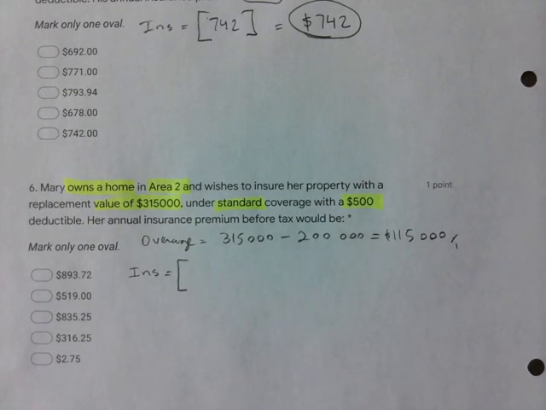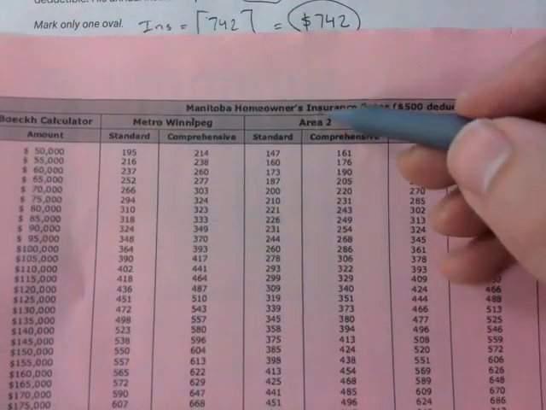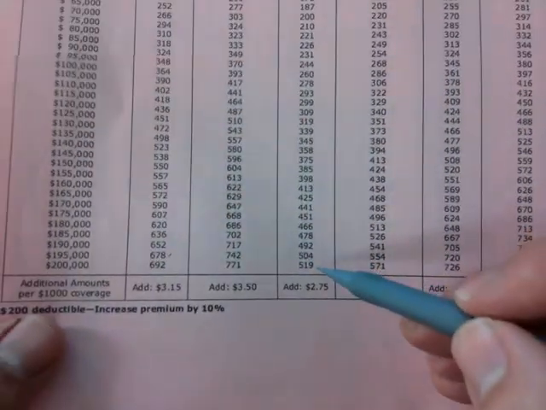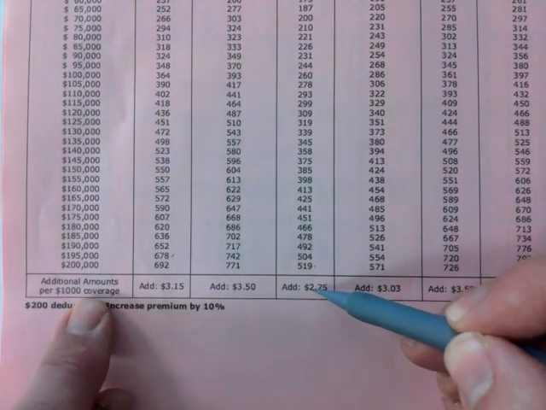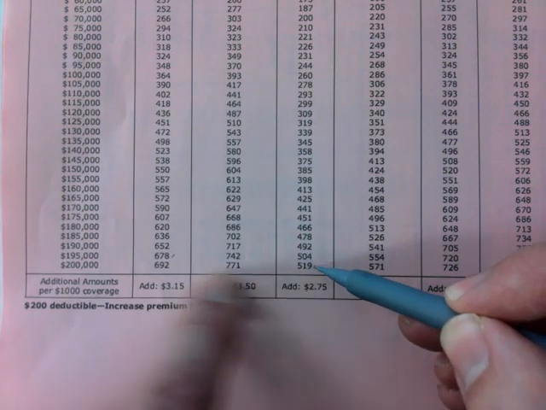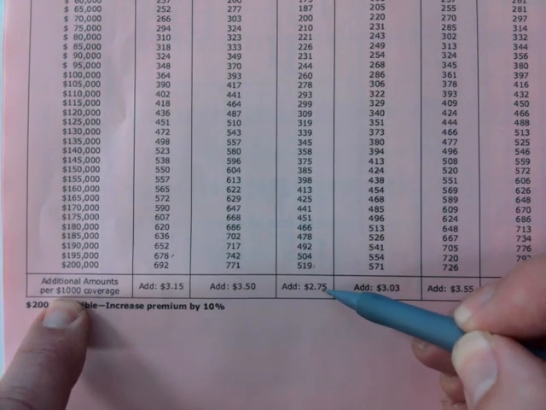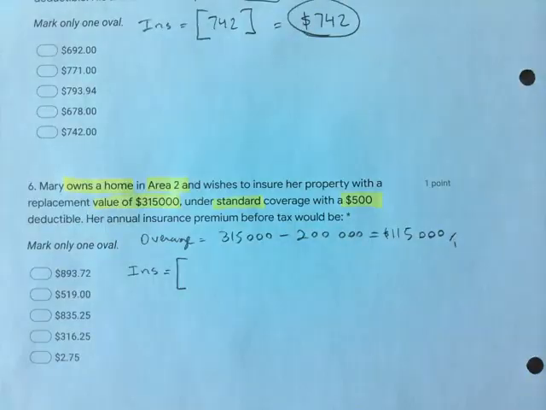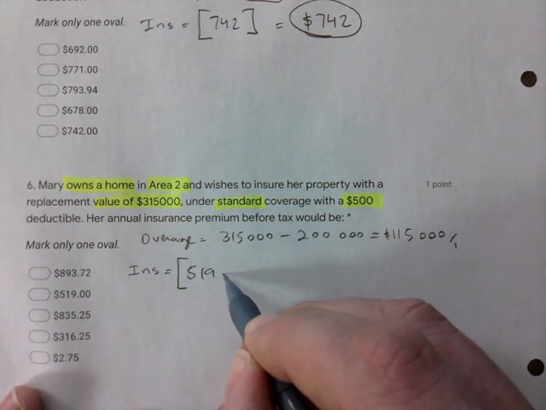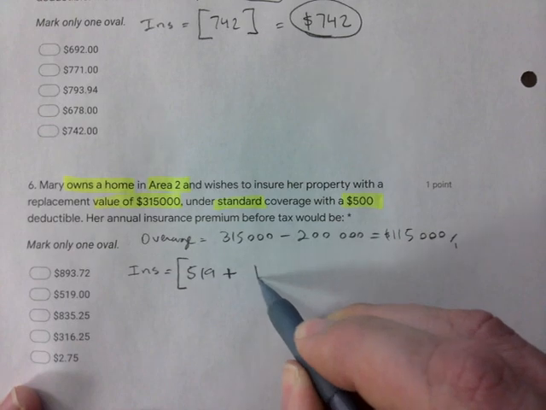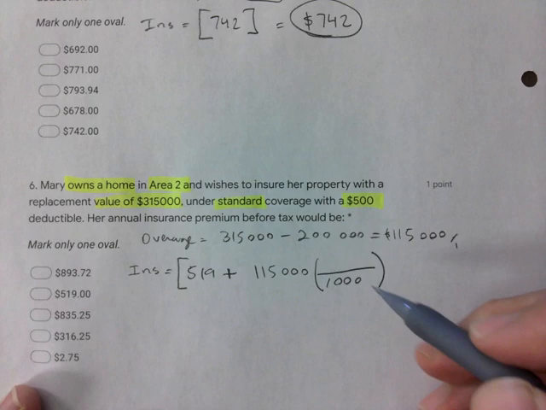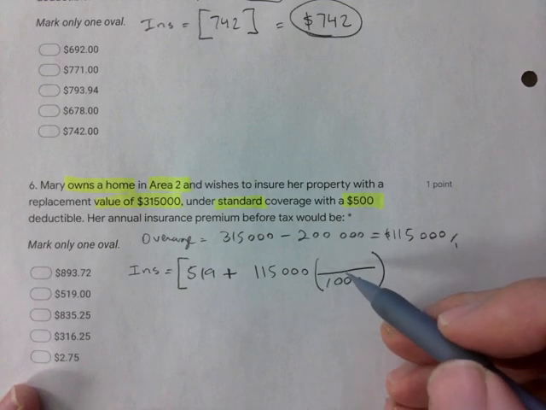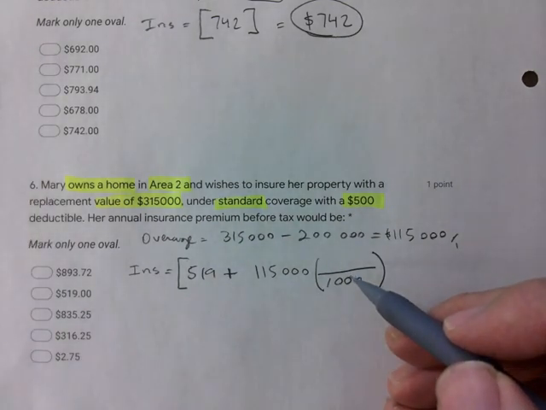Area 2 standard. Let's go look for it. Area 2 standard. You go down 519, and you're going to pay this much extra for anything over. Okay, so 519 gets you to 200,000 coverage, but you need to buy more. So here we go. 519 plus, it's a plus, right? 115, a number over 1,000, and that number is 275.